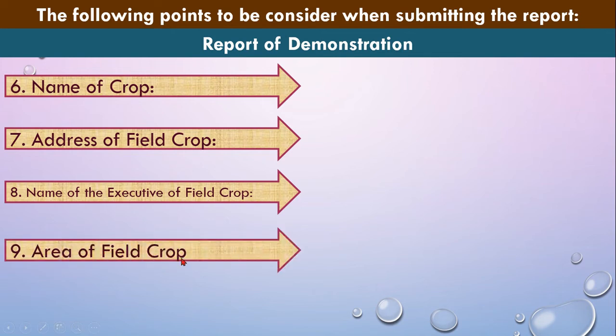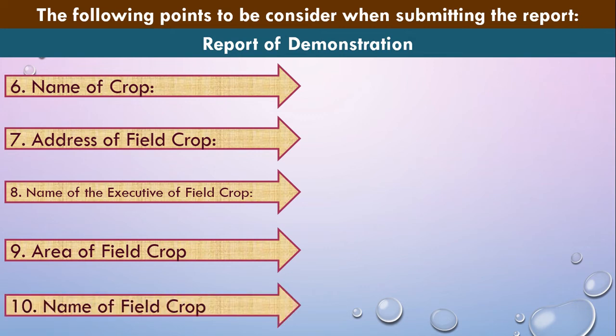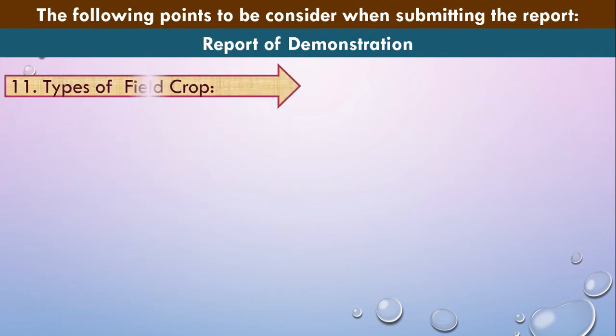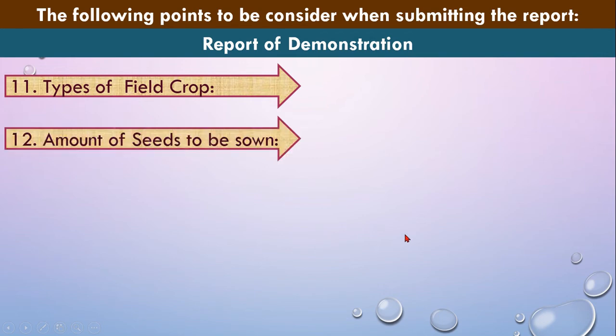Then the area of the field crop. That means 5 acre, 6 acre, 10 acre, whatever it is. Name of the field crop. That means if the field crop is rice, then write down rice and the variety name, if it is BR13 or Bari 20, BR22, BR27, like this. Then types of field crops. It is cereal crops or fiber crops or like that. Because if you visit a rice field, then you have to write down cereal crops.